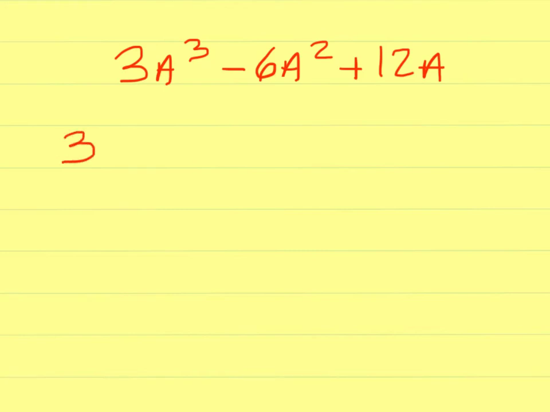In this problem we have 3a to the third minus 6a squared plus 12a. Concentrate on the numbers only first. 3, 6, and 12. The highest number you can take out of all three of those will be 3. And then a to the third, a squared, and a. The highest power of a that you can take out of all three of those will be a. And now go back and divide everything by 3a.